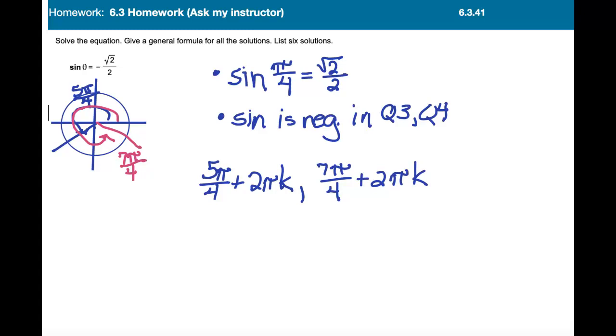And then they asked you to give 6 solutions. So I would start with the first 2 that we have listed, the 5 pi over 4 and the 7 pi over 4. And then I'd start plugging in other numbers for k. So if I substitute for k 2, I'm going to look at a second revolution around this, then that's going to be 13 pi over 4. And adding another 2 pi to the 7 pi over 4, that gives us 15 pi over 4.